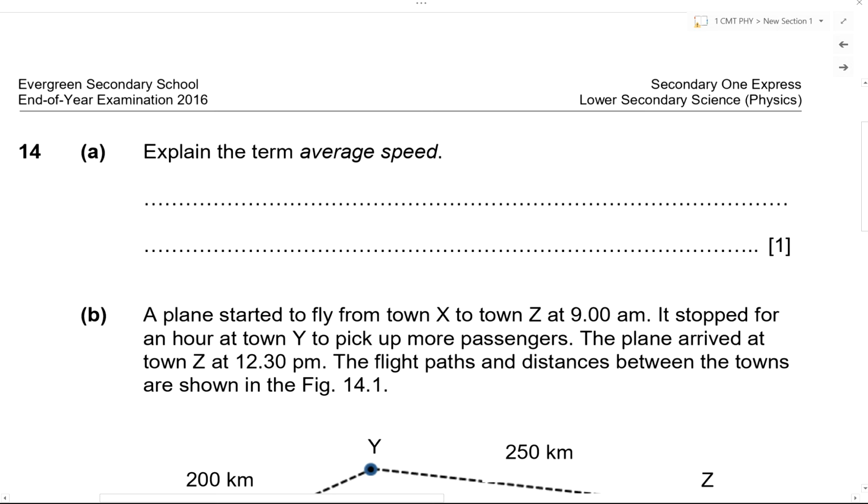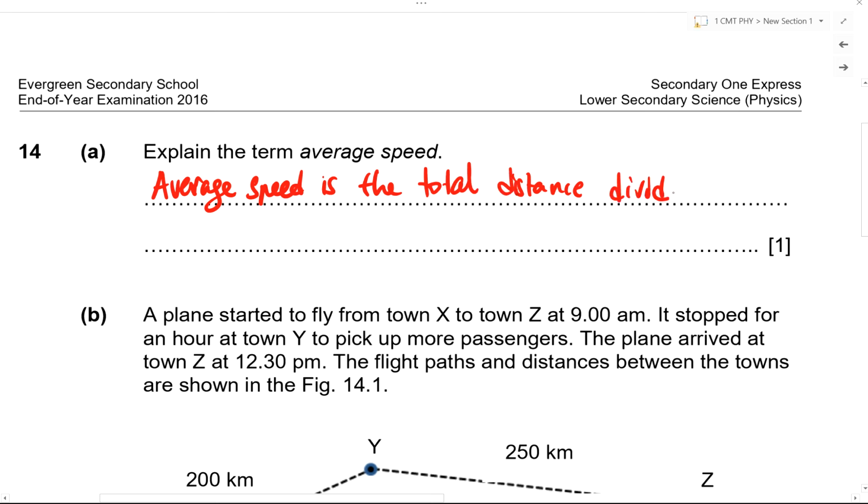Then how do we explain what is average speed? So we say that, watch out, average speed is the total distance divided by total time. This one you need to memorize. Do you need to memorize this definition when you have already memorized that? No need. So link your studies together. Link your definition and formula together.